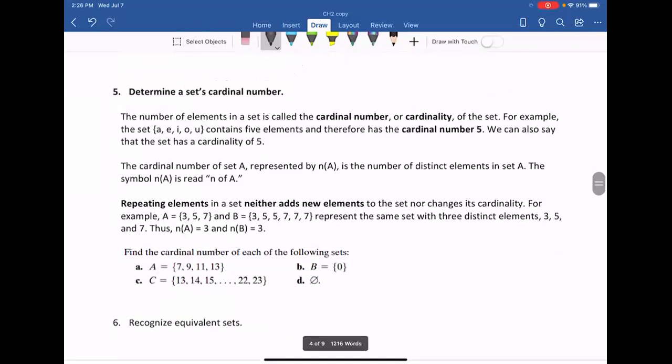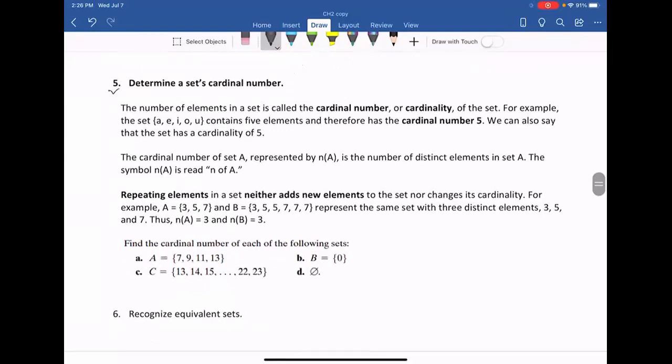Okay, next one is number 5. Determine a set's cardinal number. The number of elements in the set is called the cardinal number or cardinality. For example, if my set is A equals 1, 2, 3, there are 3 elements. That means I have the cardinal number of A, n of A equals 3.